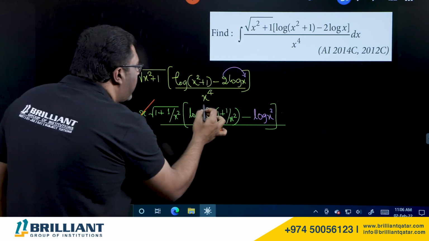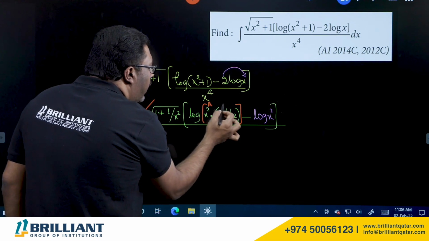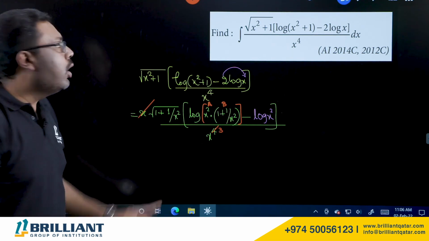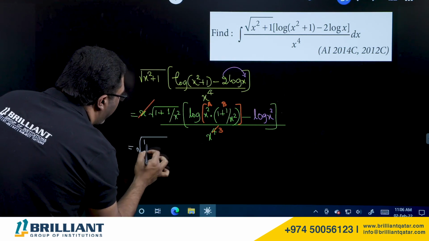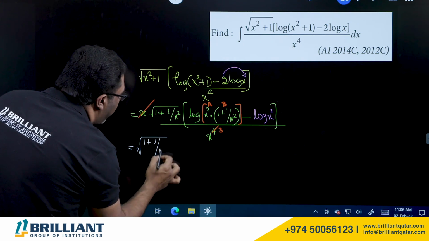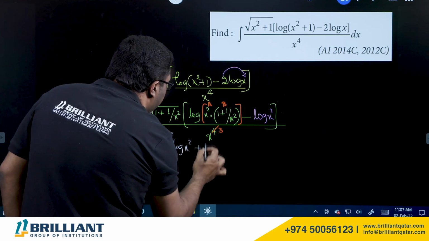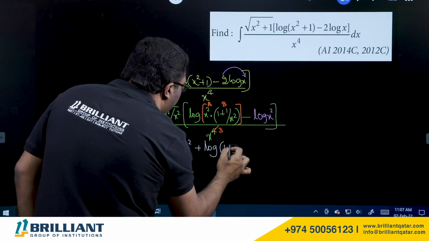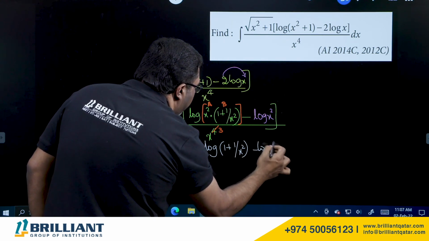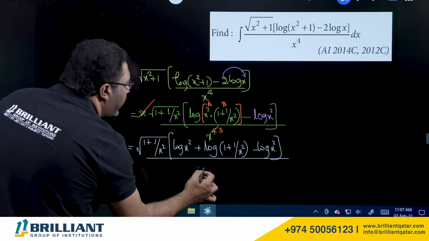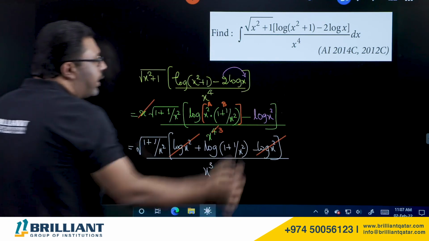Now again we have a property of log multiplication, log AB is log A plus log B. So this expression is now going to be root of 1 plus 1 by x squared into log x squared plus log 1 plus 1 by x squared minus log x squared divided by x cube. Now you cancel log x squared positive, log x squared negative.